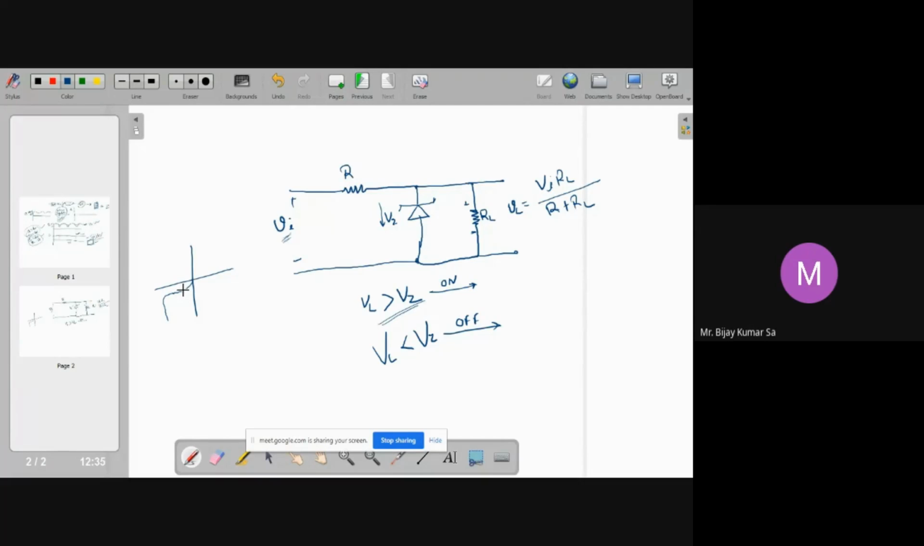If a current exists which is equal to the reverse saturation current, it is as good as no current. It is so less of a current. So we assume that in that case, this zener diode is off. So the zener diode is on when this VL calculated is greater than VZ, and the zener diode is off if this VL calculated is less than VZ.